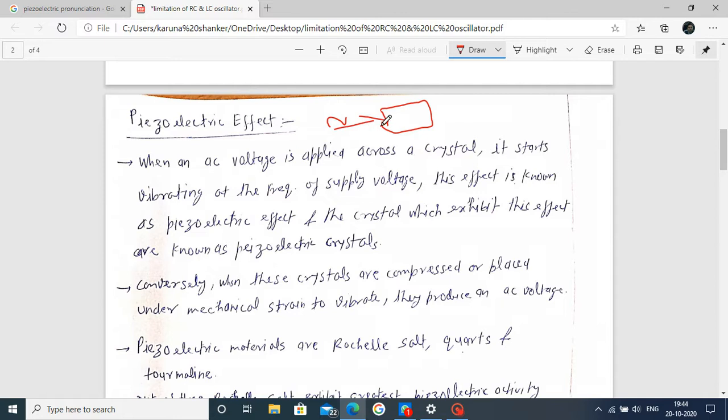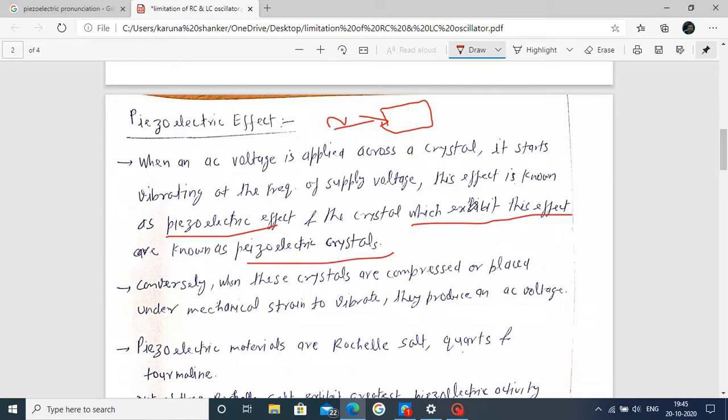The frequency is that of the AC voltage. The vibration is equal to the AC frequency. This vibration at a particular frequency comes out by applying the AC voltage. This effect is known as the piezoelectric effect. The crystal which exhibits this effect is known as a piezo crystal.